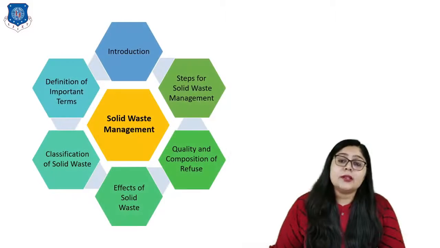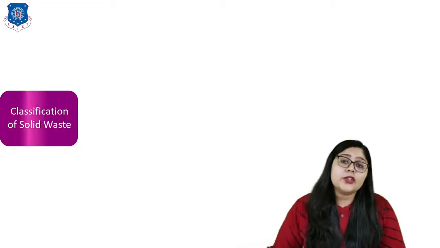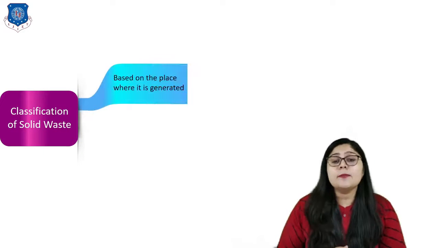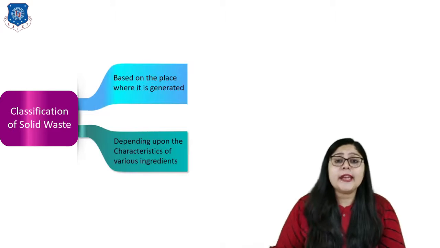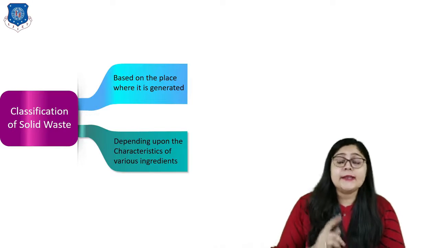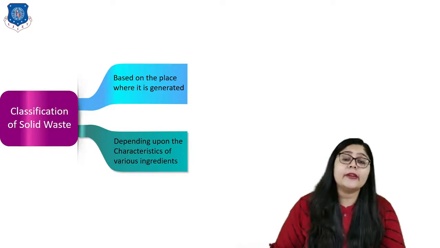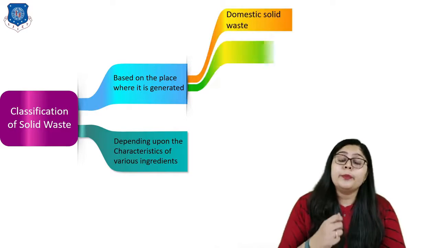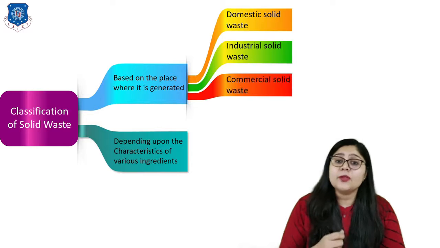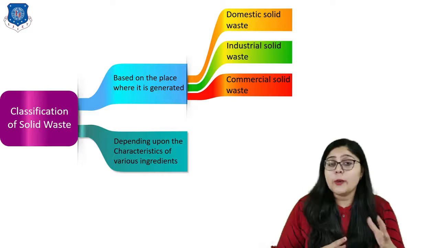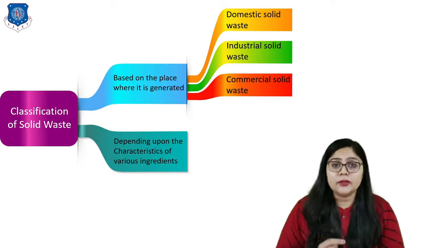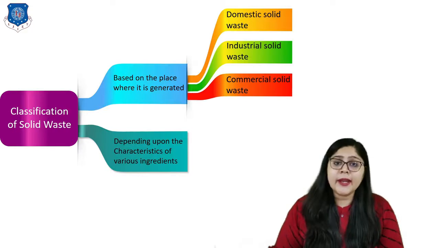Now, let us understand the classification of solid waste. For classification, I can say it is bifurcated into two types. First is based on the place where it is generated, and second is depending upon the characteristics of various ingredients. First let us see the classification based on the place where it is generated. On screen you can see it is classified as domestic, industrial and commercial, which is very understandable.